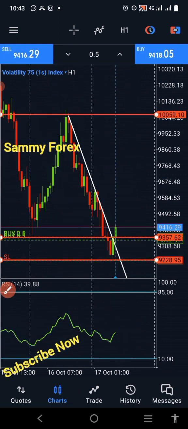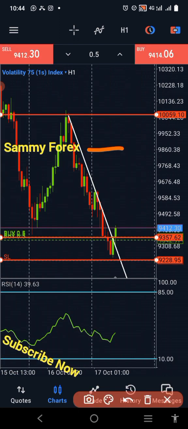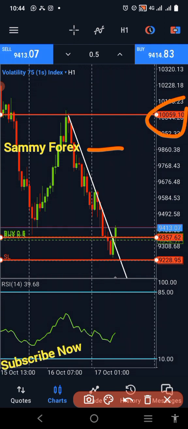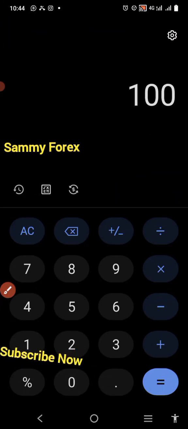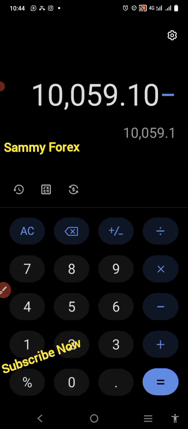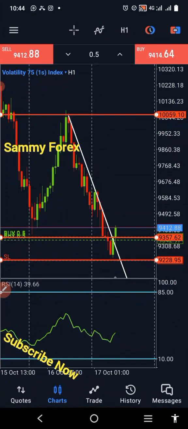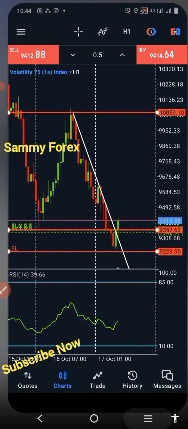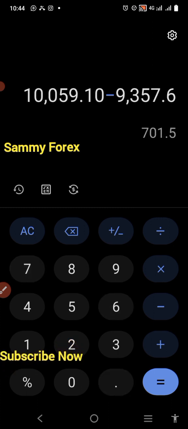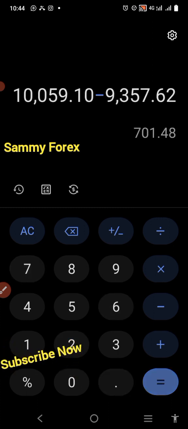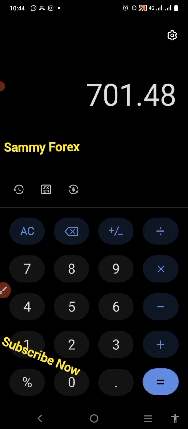Now let's calculate it. What is the take profit price here? 159.10 minus the entry, 9357.62. All right, so our take profit there is 701 pips. Remember we had 120-something pips for the stop loss. Now our take profit is 701 pips.